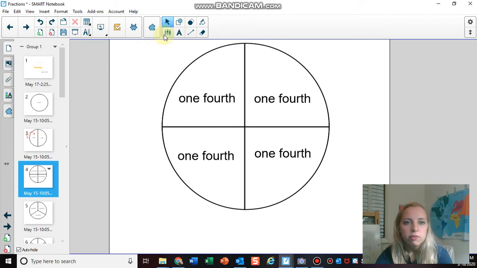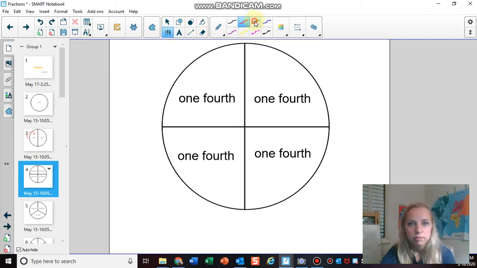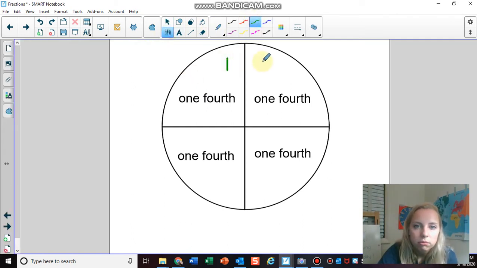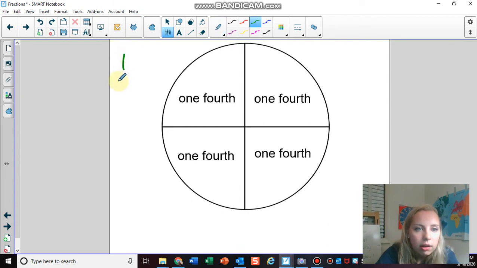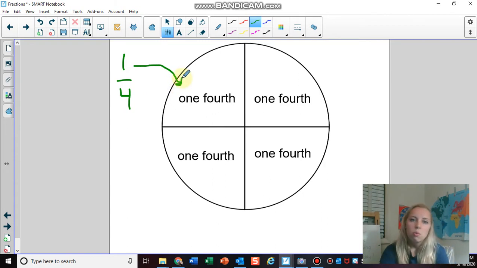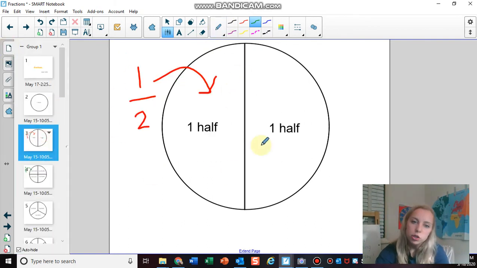The same goes for fourths. I have 1, 2, 3, 4 equal parts. So if I took one of those parts away, I would have 1 out of 4 parts, or 1/4. One of these parts is 1 out of 4, or 1/4. Just like 1 out of 2 is 1/2.